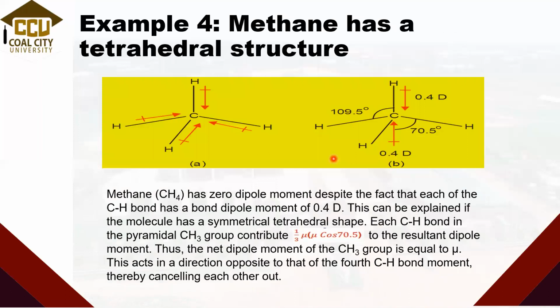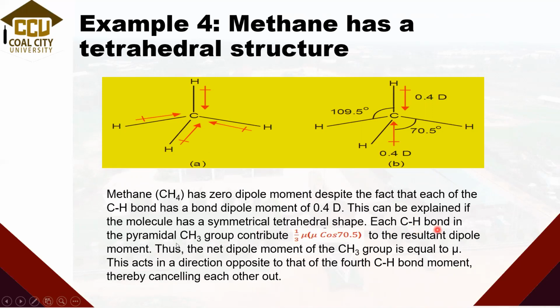So let's see methane. Methane has a tetrahedral structure. Methane, which is CH4, has 0 dipole moment, despite the fact that each of the C-H bonds has a bond dipole moment of 0.4. This can be explained if the molecule has a symmetrical tetrahedral shape. So once I see CH4, I can predict the shape will be tetrahedral, because the net dipole moment of methane is 0. The only reason it can have 0 dipole moment is if the shape is a symmetrical tetrahedral shape.